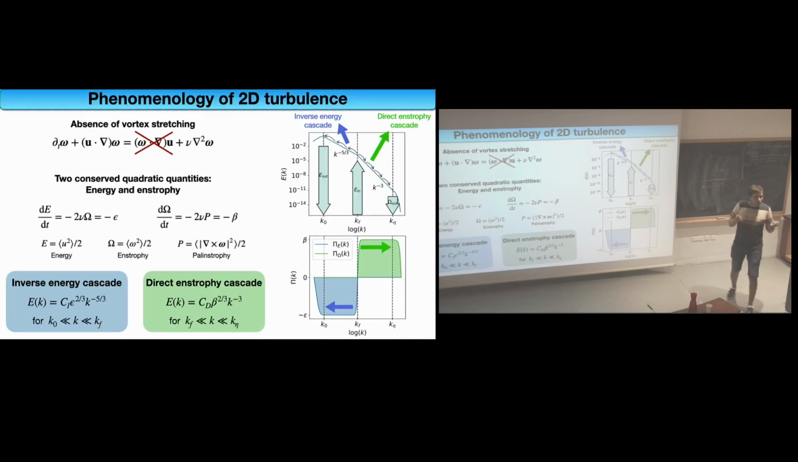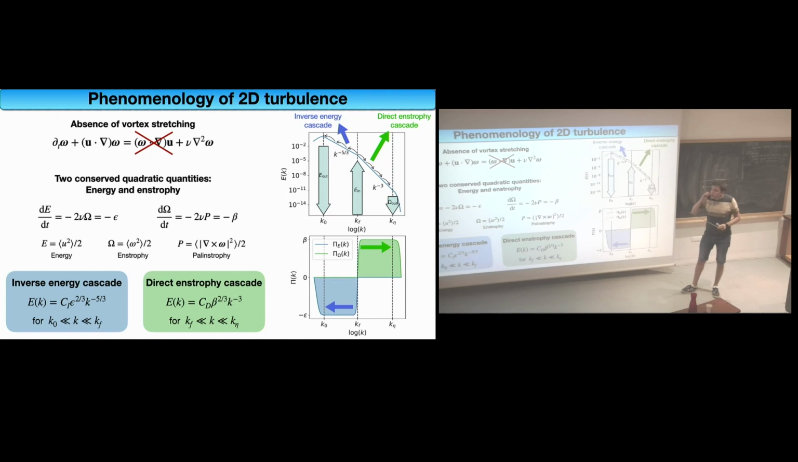So let me first recall to you the phenomenology of two-dimensional turbulence. The 2D Navier-Stokes equation can be written in terms of the vorticity field in this form. And in 2D, as vorticity is perpendicular to the velocity field, the vortex stretching term vanishes. As a consequence, we obtain the conservation of two quantities: the energy, that is dissipated, where epsilon is the energy dissipation rate, and the enstrophy, with beta the enstrophy dissipation rate.